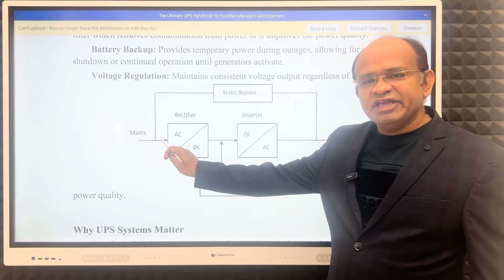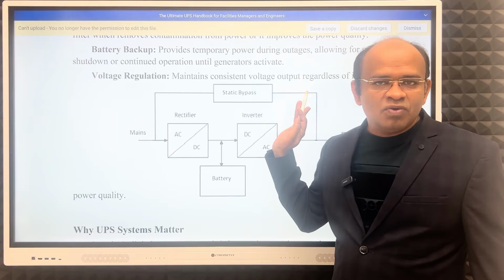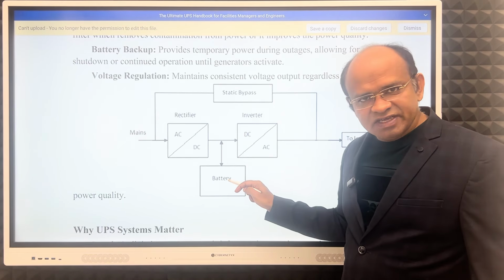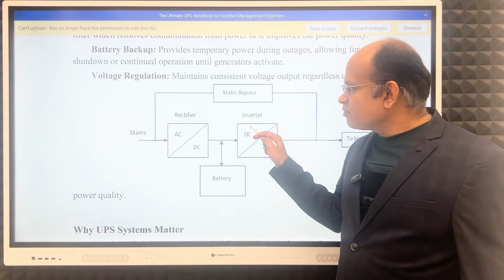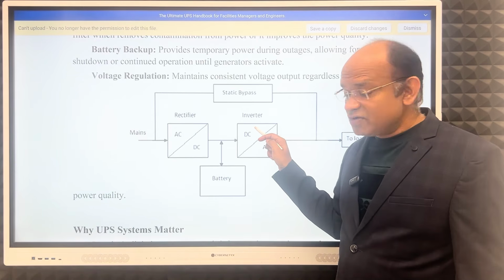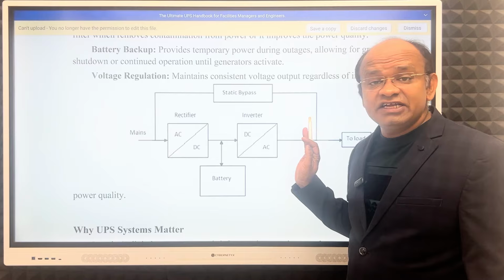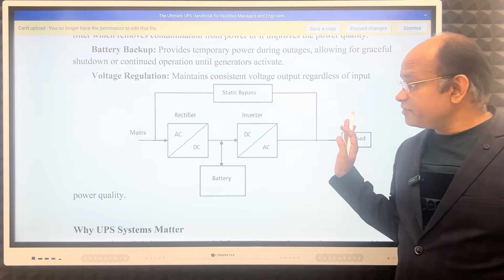So mains is coming in, then it is converted from AC to DC via the rectifier. Then on our DC bus, it gives that DC to the battery for charging. At the same time it provides that DC to the inverter at the same voltage level. Then in the inverter, this DC is converted into AC, and then it goes to the load.